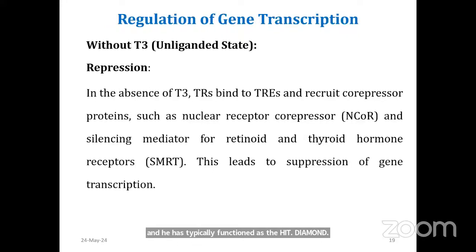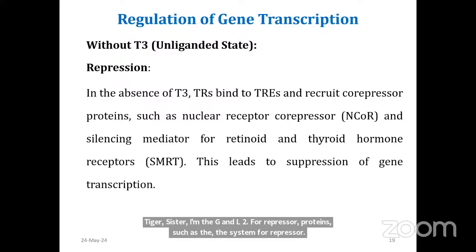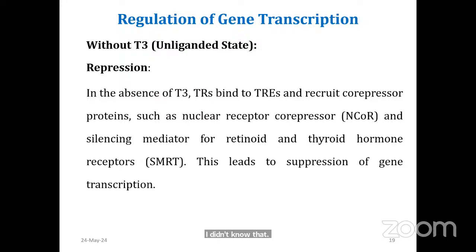So how do they regulate gene transcription? Let us discuss without T3. When T3 is not liganded with the gene, the unliganded state of T3, what occurs? In the absence of T3, when there is no T3 on the nucleus, at that time TRs, means thyroid receptors, bind to the TREs, thyroid hormone response elements on the gene, and recruit co-repressor proteins such as nuclear receptor co-repressor NCoR and silencing mediator for retinoid and thyroid hormone receptor. This condition leads to the suppression of gene transcription.